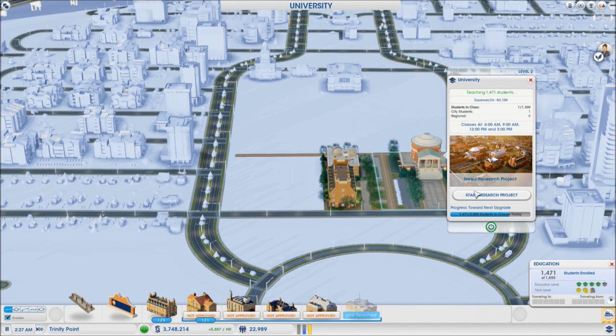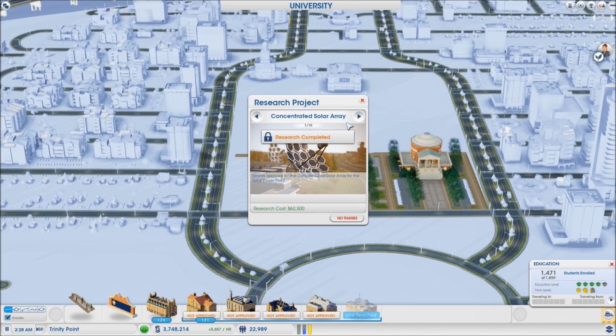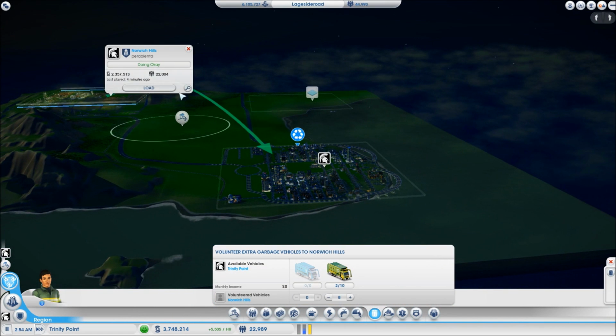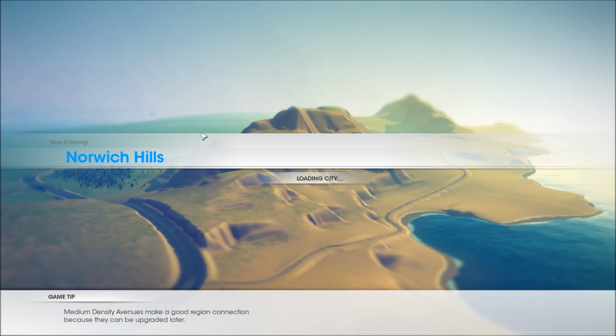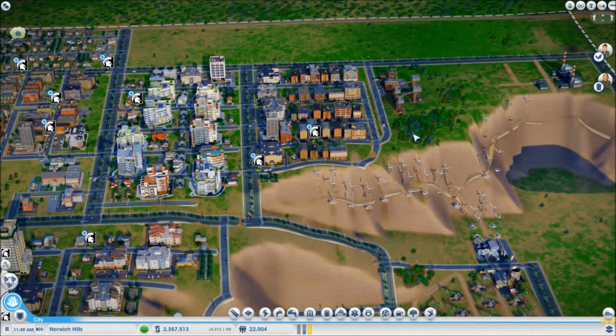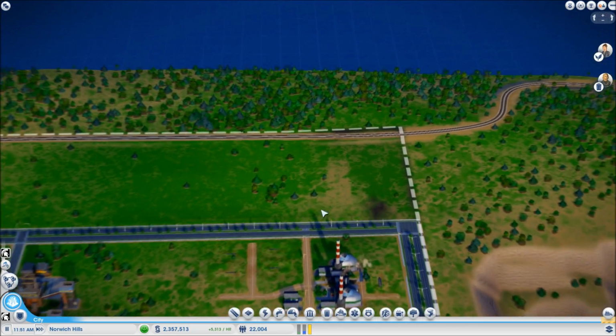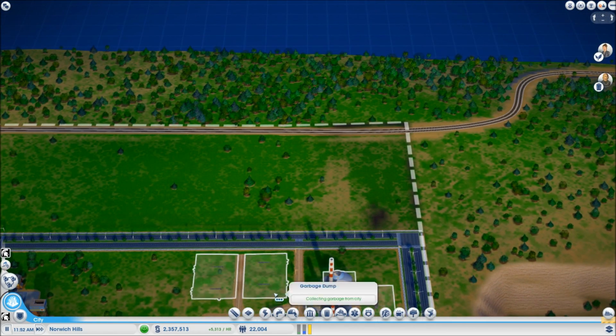My research has finally finished, and now I can build these concentrated solar arrays. So now that I have this research finished, I will be going to my first city and I will build it there. I have used these hills for the wind power plant, while I will use this corner of the map here for my solar power plant.